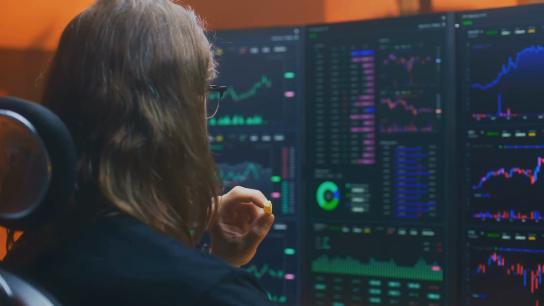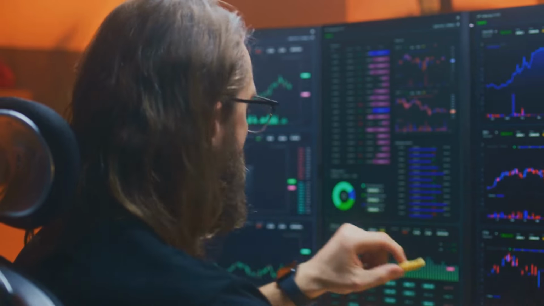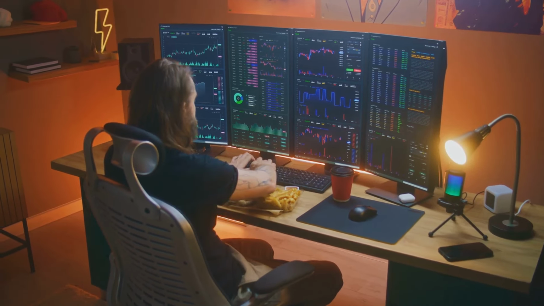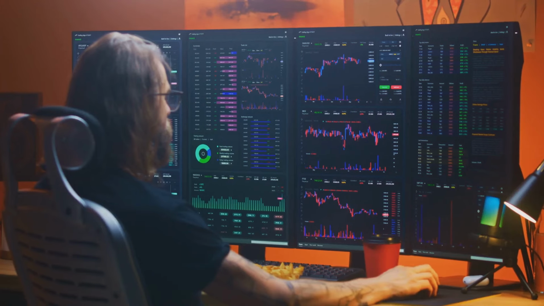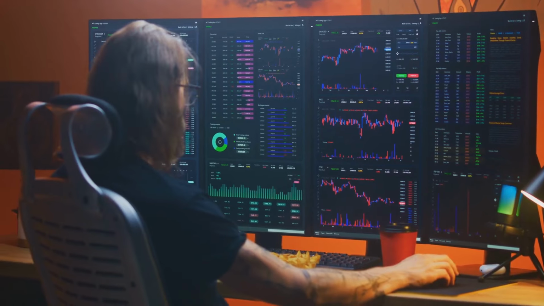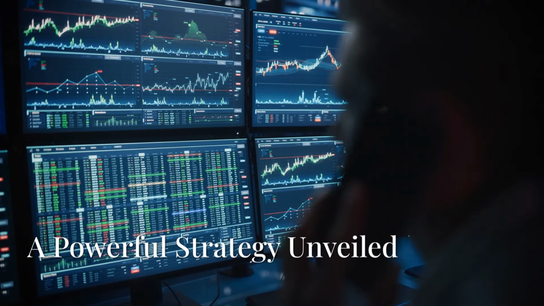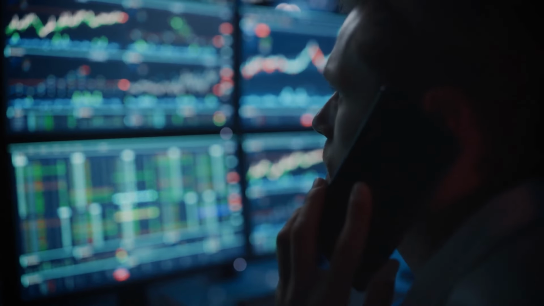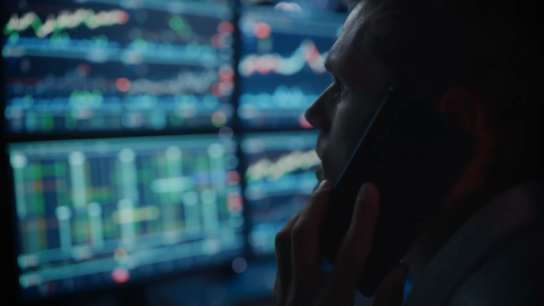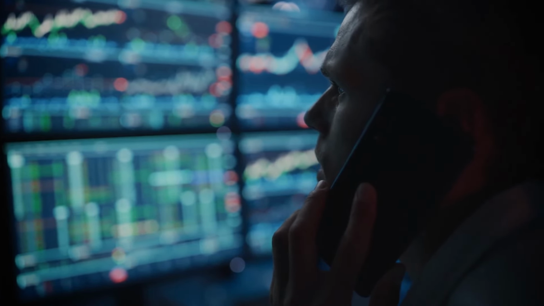But here's the good news. You don't have to be another statistic. You can learn from the mistakes of others and develop the skills needed to succeed. It's all about having a proven strategy, managing risk, and mastering your emotions. Let me introduce you to a strategy that can help you navigate the market like a pro: the VWAP Snapback Fade.